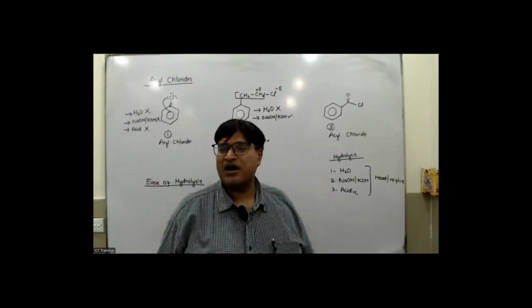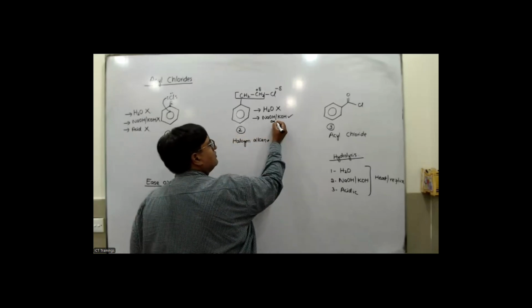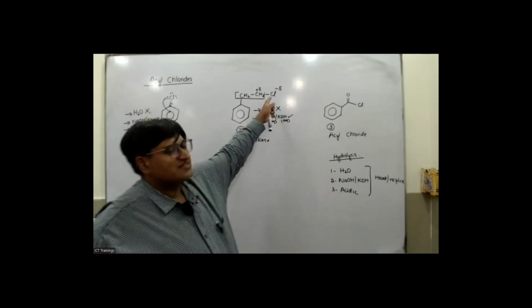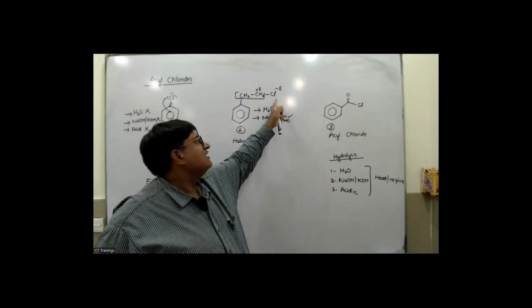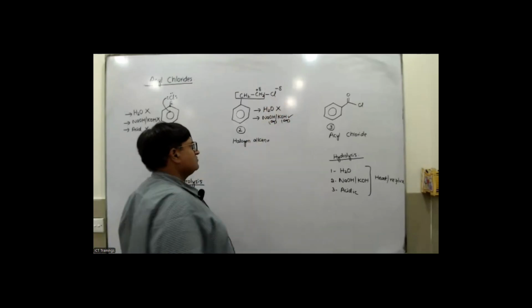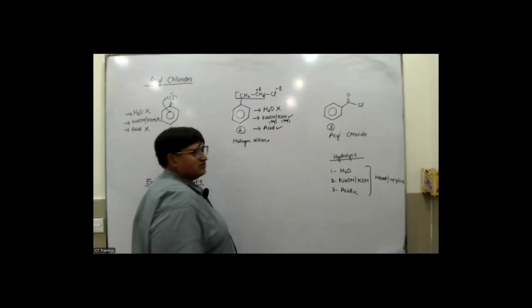If you take aqueous sodium hydroxide or potassium hydroxide, both of them produce OH minus ions. And I told you that OH minus ions are strong nucleophiles. They would displace the chlorine with OH. So a base could be used for its hydrolysis. The acid could also be used for the process of hydrolysis.